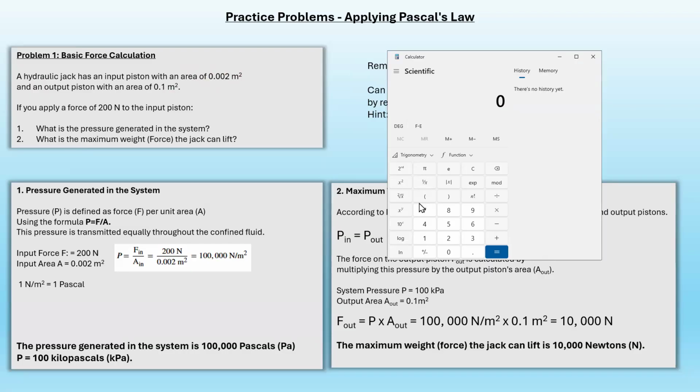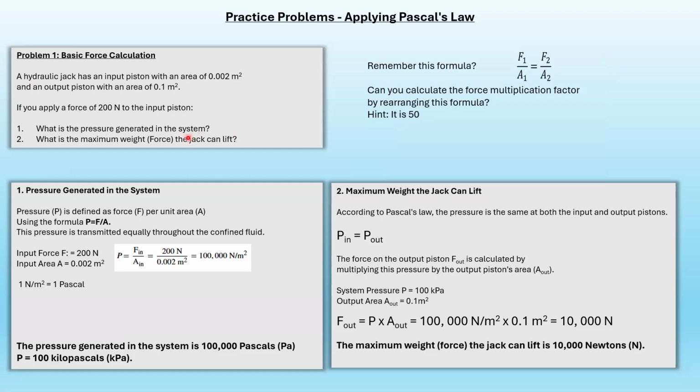Let's go 0.1, divide that by 0.002. Yeah, that gives us 50. 50, right? Because that gives us 50 here. Remember I was talking to you about the multiplier? Or the multiplication factor. Nice thing to keep in mind.